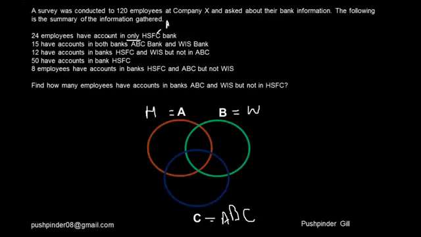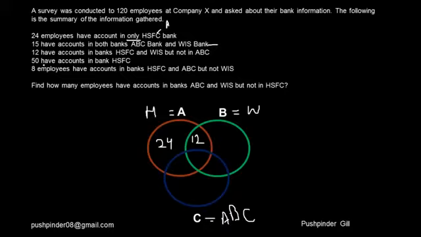So 24 employees have an account in only HSFC Bank. So this is HSFC Bank and this area is the only HSFC Bank area. So 24 people are right here. Now 15 people have accounts in both ABC and WIS. So what is both ABC and WIS? This whole area. So let's just forget about it and try to fill in the individual information. 12 have accounts in banks H and W but not in A. So HSFC and WIS but not ABC, which is this area. So 12 people are right here.